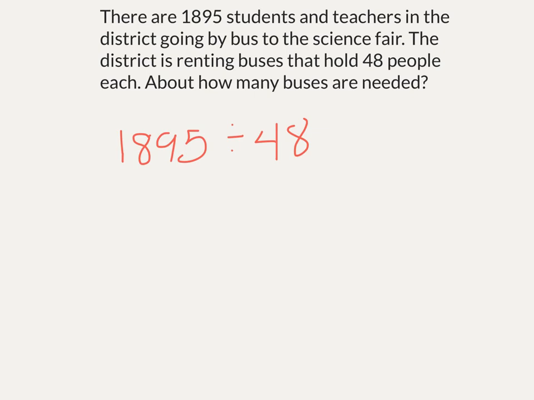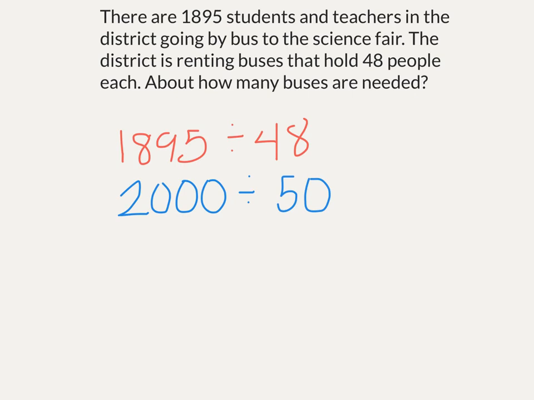So let's take a look right here at 1,895. We can estimate that to be about 2,000. And when we look at the 48, we need a number that we know is going to go into 2,000 evenly. If we look at this last digit, we see that it's a 0. And from our divisibility rules in the last lesson, we know that 5 goes into numbers that end in 0 or 5 evenly. So we're going to estimate this 48 at being 50.